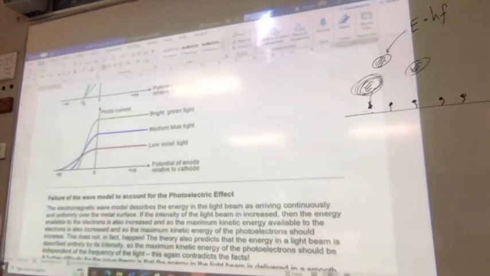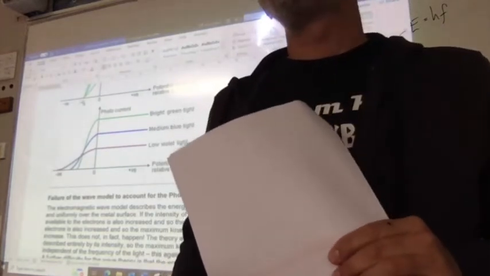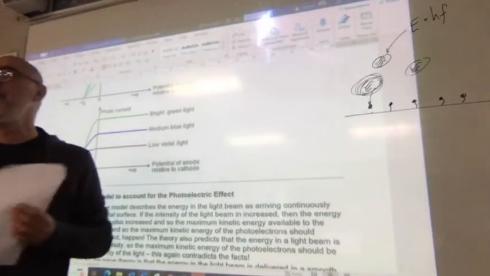Yeah? You said earlier that the frequency has to be similar to the movement frequency of the electrons. Does that mean that you have it so it's too high frequency? No, not in this case.